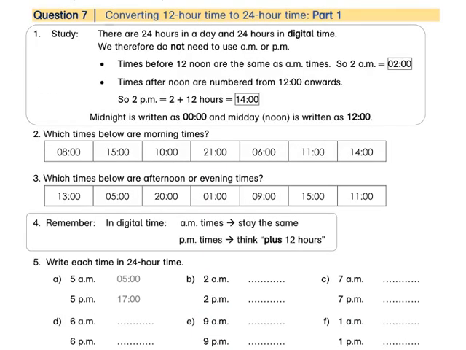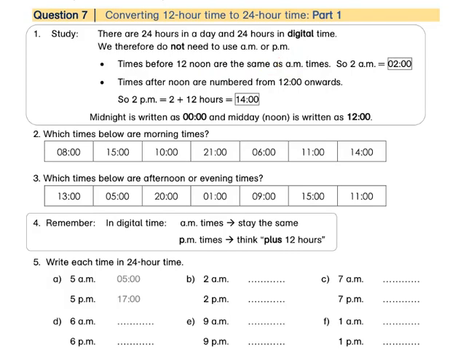Question 7. Converting 12-hour time to 24-hour time, Part 1. There are 24 hours in a day and 24 hours in digital time. Therefore, for every hour of the day, we have a corresponding hour on our digital clocks. We therefore do not need to use AM or PM. Rather, the first half of the day, which are times before 12 o'clock noon, stay the same as AM times.